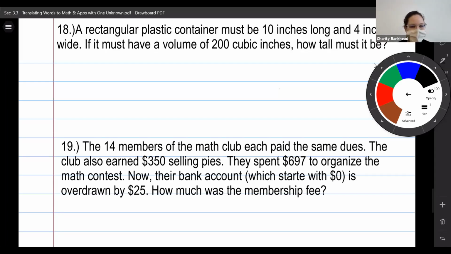Okay. Number 18 says a rectangular plastic container must be 10 inches long and 4 inches wide. If it must have a volume of 200 cubic inches, how tall must it be? Okay, so volume for a three-dimensional rectangle is length times width times height.